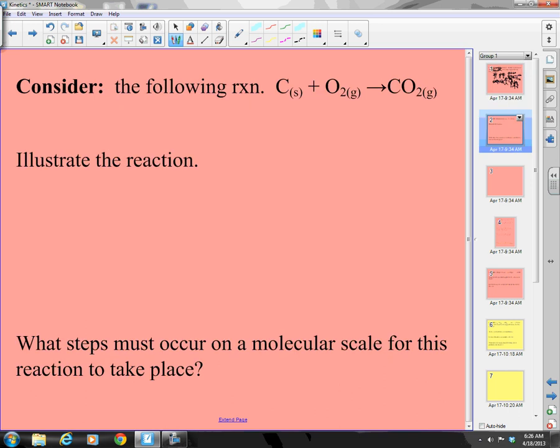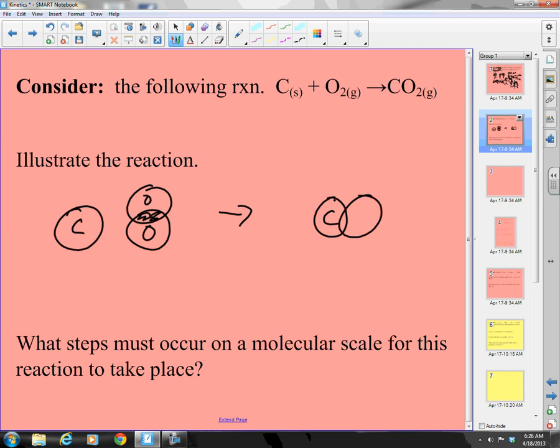Let us consider this reaction. Solid carbon reacting with oxygen gas to produce carbon dioxide, right? Okay, so let's illustrate this reaction. So here I have a big blob of carbon. That's my carbon molecule. And here I have my oxygen, right? And we have an overlap here. And we'll just leave it at that because oxygen really is kind of a funky arrangement. And what do I get on this side? Carbon dioxide. I have a carbon and then an oxygen and an oxygen overlapping that carbon, right?